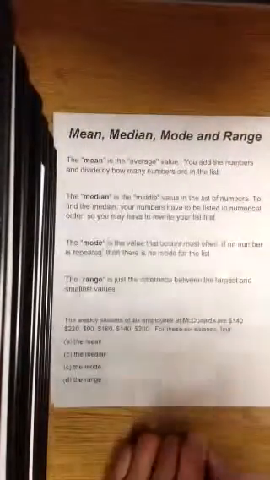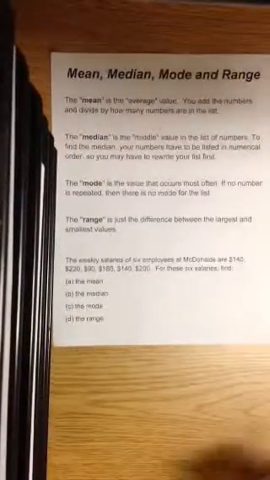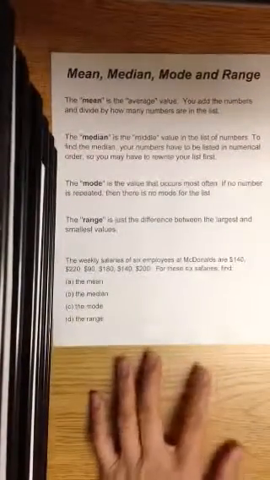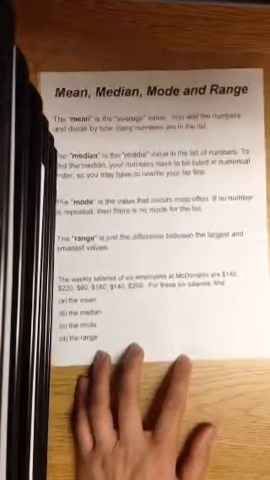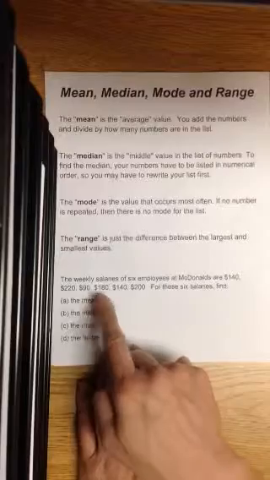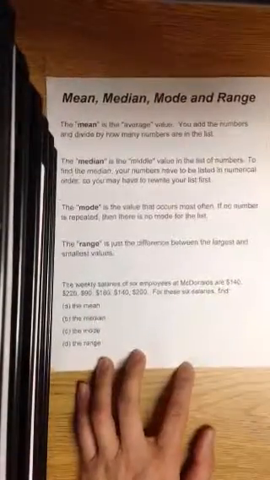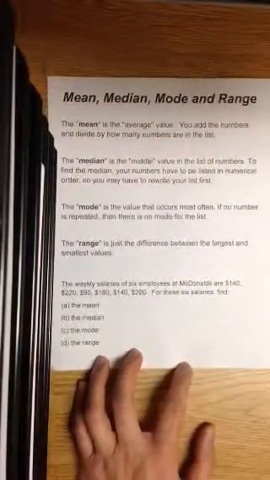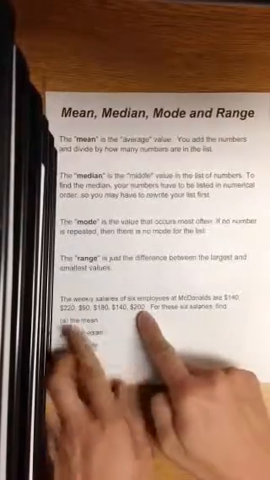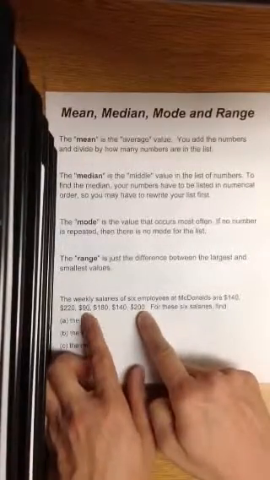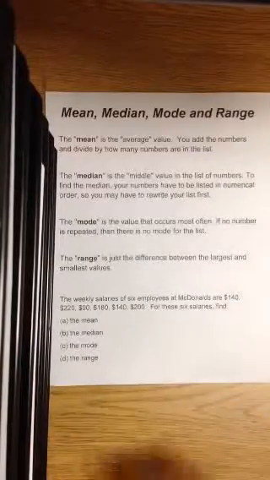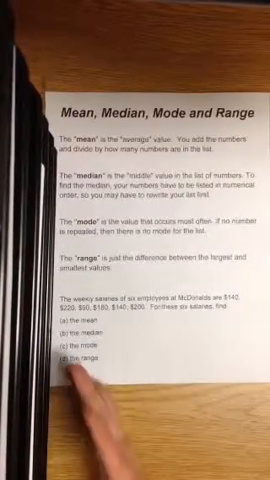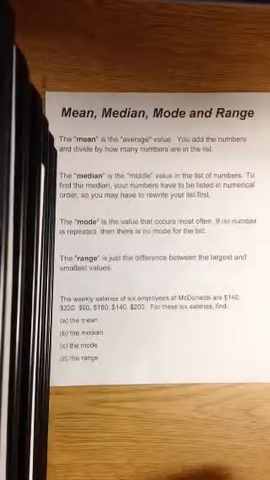So for example, you have 6 salaries of McDonald's employees. Someone makes $140, $220, $90, $180, $140, and $200. For these 6 salaries, I want you to find the mean, median, mode, and range. Let's do mean. So imagine the people who make more have to share some of their money with the $90 person and the $140 person. If they share between the 6 of them, what's the average? Each person gets how much money?